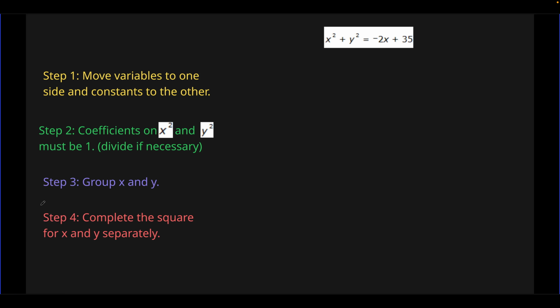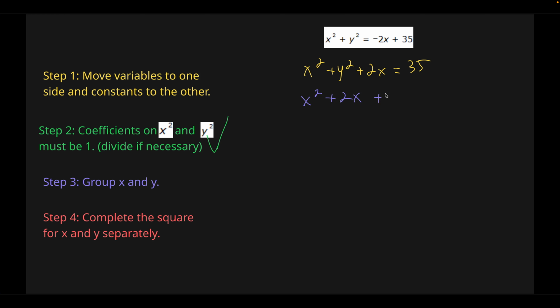Move the variables, so the steps don't change. Plus 2x equals 35. So I moved the 2x over first. Now, you'll notice step 2 is already done, right? These already have a coefficient of 1, so we don't need to do anything for step 2. We're going to group the x and y: x squared plus 2x plus y squared equals 35.